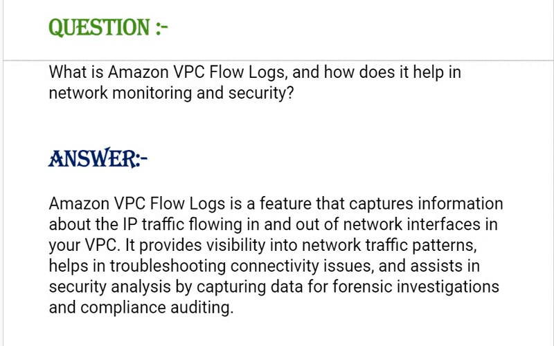Our next interview question is: what is Amazon VPC Flow Logs and how does it help in network monitoring and security? Your answer should be: Amazon VPC Flow Logs is a feature that captures information about the IP traffic flowing in and out of network interfaces in your VPC. It provides visibility into network traffic patterns, helps in troubleshooting connectivity issues, and assists in security analysis by capturing data for forensic investigations and compliance auditing.